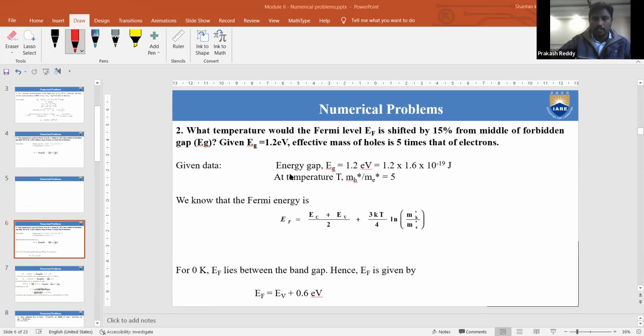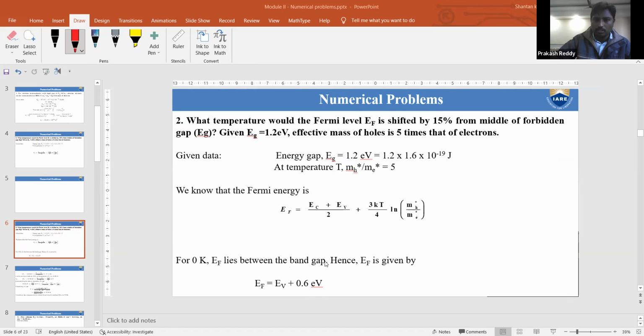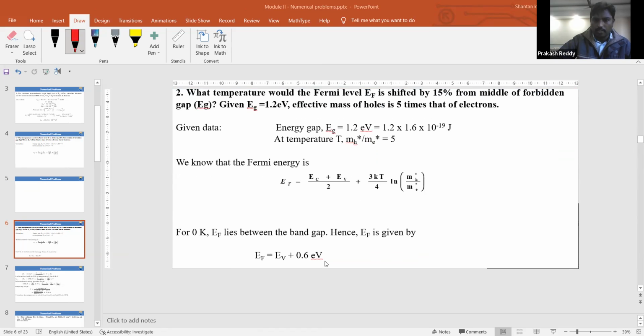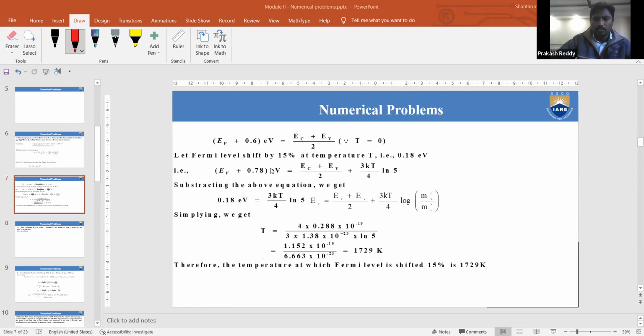So coming to the second one, at what temperature would the Fermi level EF be shifted by 15%? We know the Fermi energy level at a particular temperature, but at 0 Kelvin EF equals EC plus 0.6 electron volts. So in the EF equation we are going to substitute EC plus EV by 2, with T equals 0 Kelvin. We are taking the 15% shift. 15% is nothing but 0.18, added to 0.68. If you add it, we get 0.78.